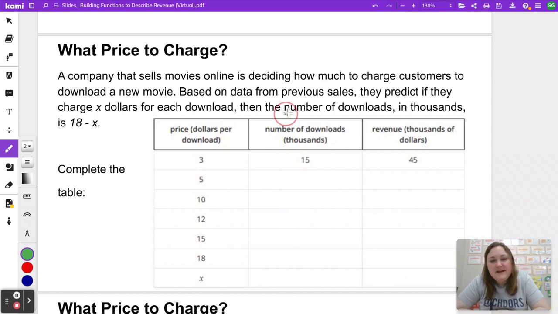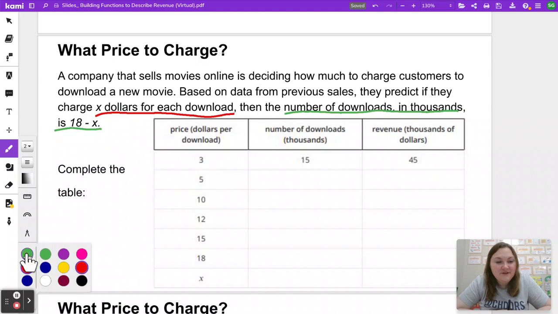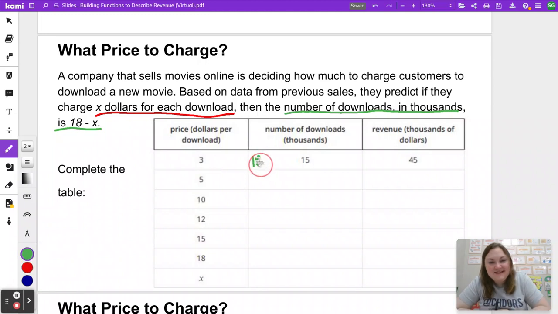Well, we were told the number of downloads in thousands is 18 minus X, and we were told that X is the price for each download. And so here, if the price is 3, we're doing 18 minus 3 to get that 15. You're just putting 3 in for X. So that's the first thing we need to do, is figure out how we calculate the number of downloads.